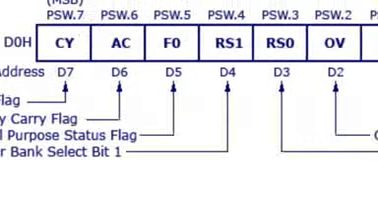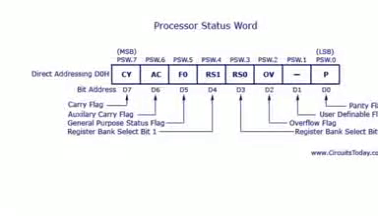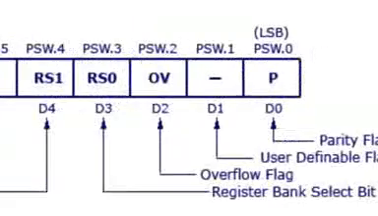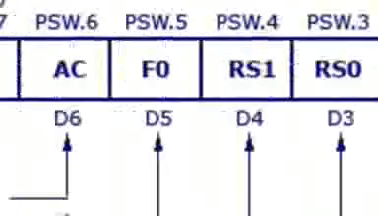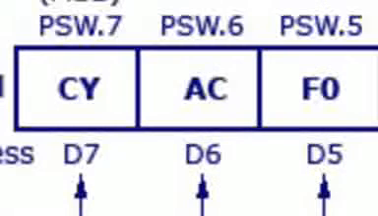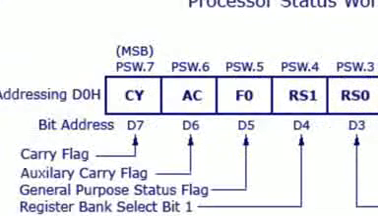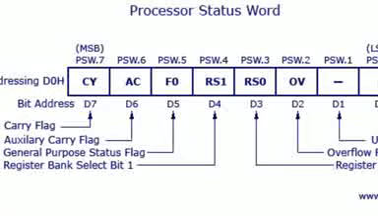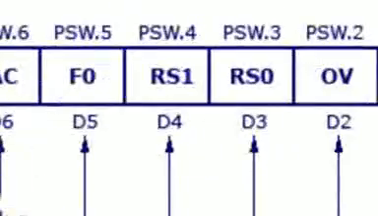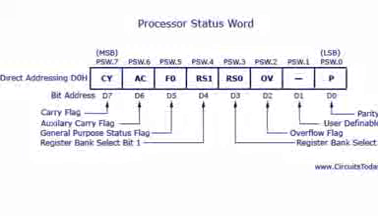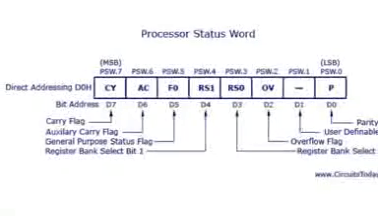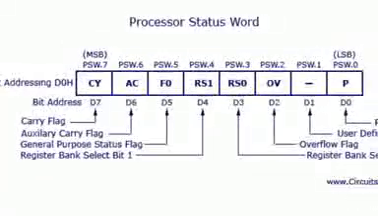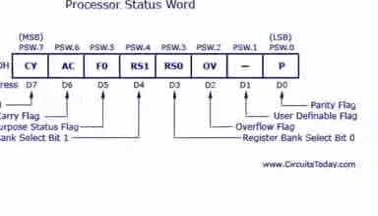This register is also called the flag register because it has 4 flags. Parity is 1 flag, overflow is 1 flag, auxiliary carry is 1 flag, carry is 1 flag. So it has 4 flags and 2 register bank selectors. And this one is user defined, and this one is general purpose, nothing but for future use, a normal flag.